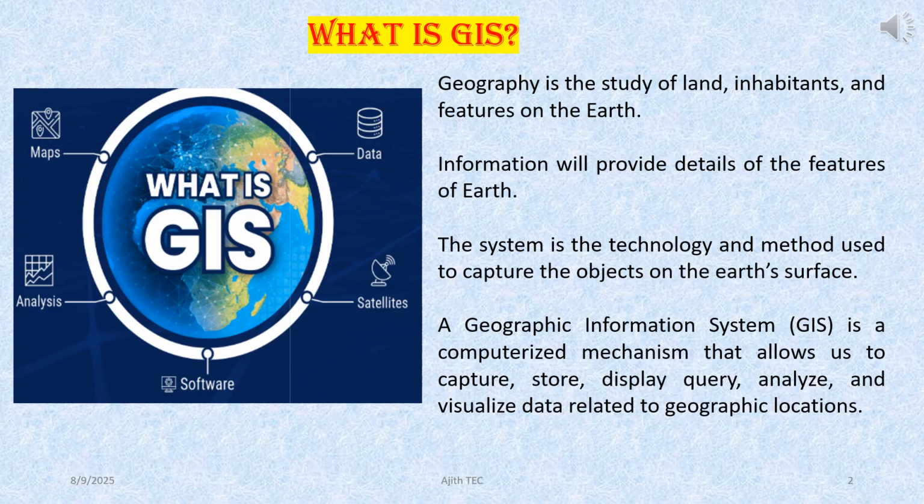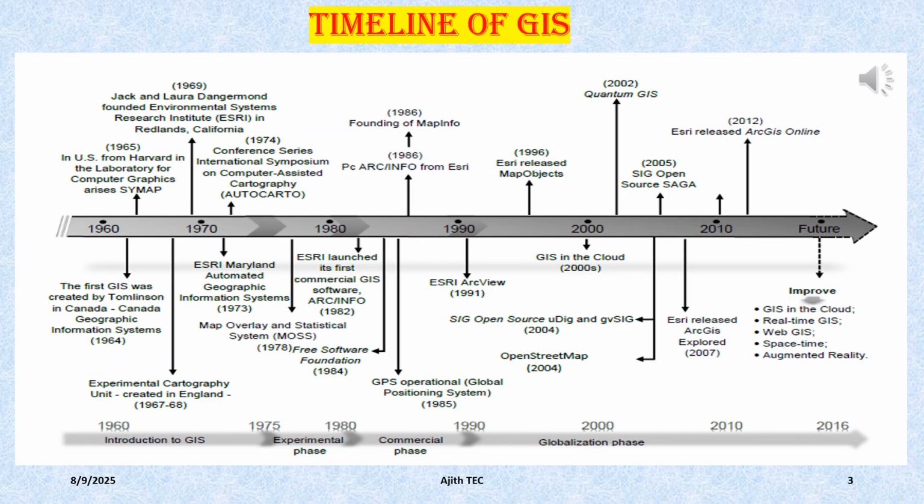What is Geographic Information System? Geography is the study of land, inhabitants, and features on the Earth. Information will provide details of the features of Earth. The system is the technology and method used to capture the objects on the Earth's surface. A geographic information system is a computerized mechanism that allows us to capture, store, display, query, analyze, and visualize data related to geographic locations.